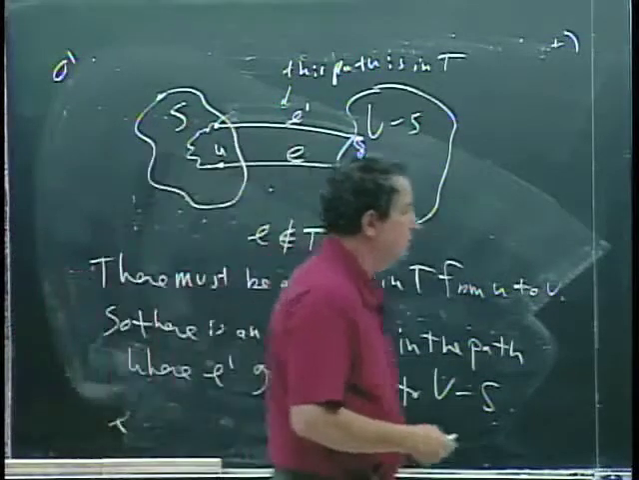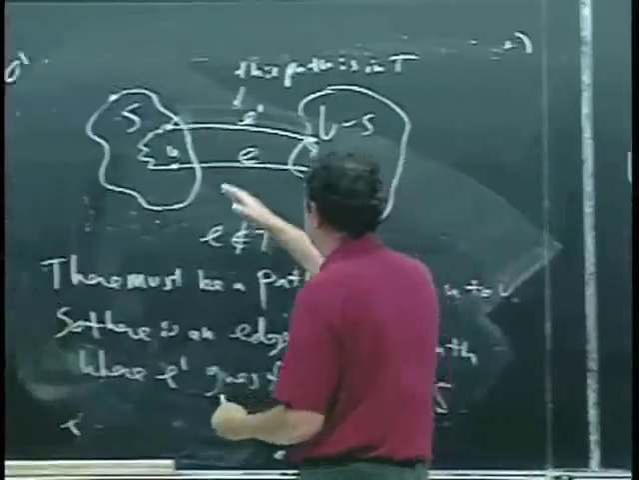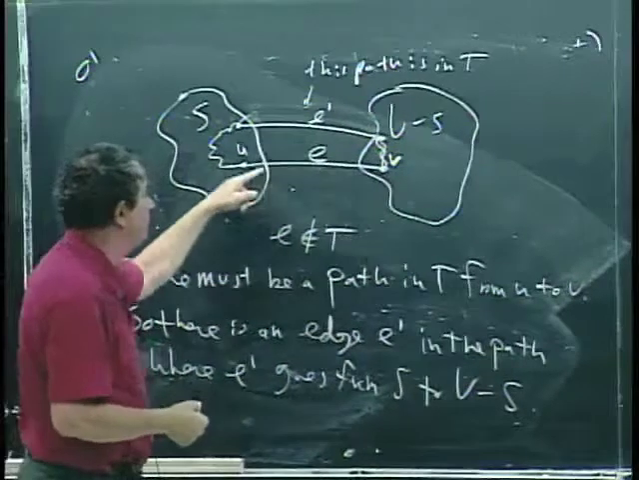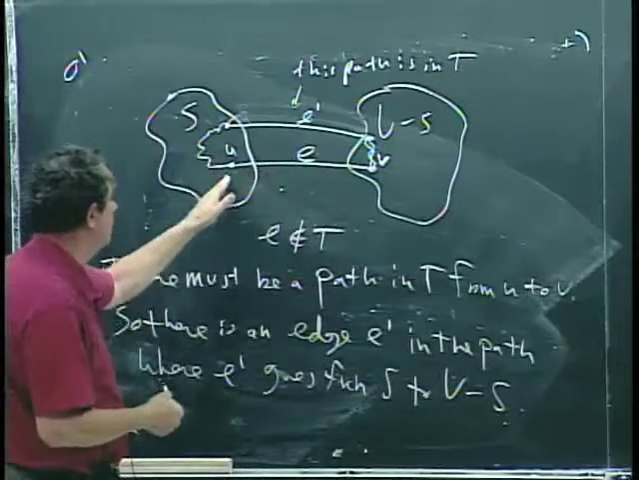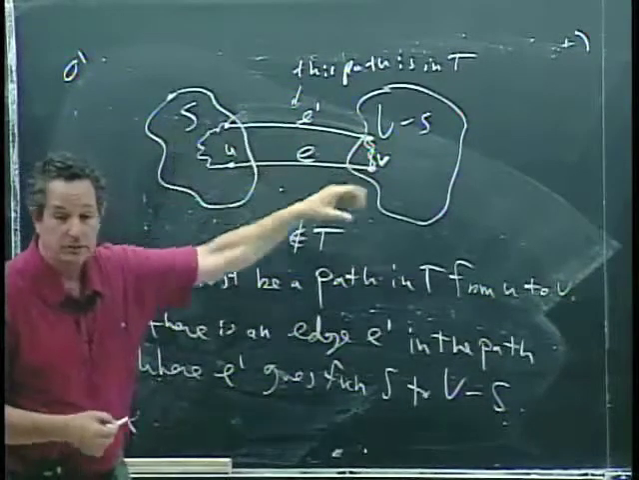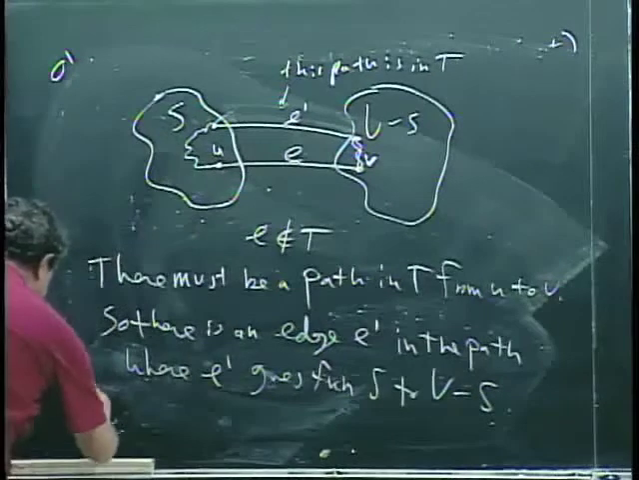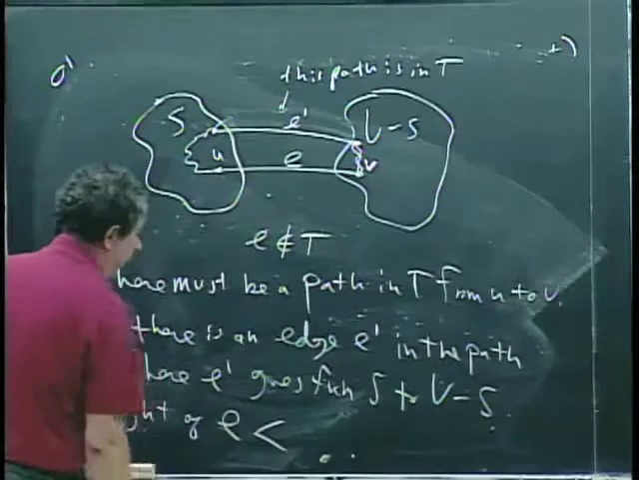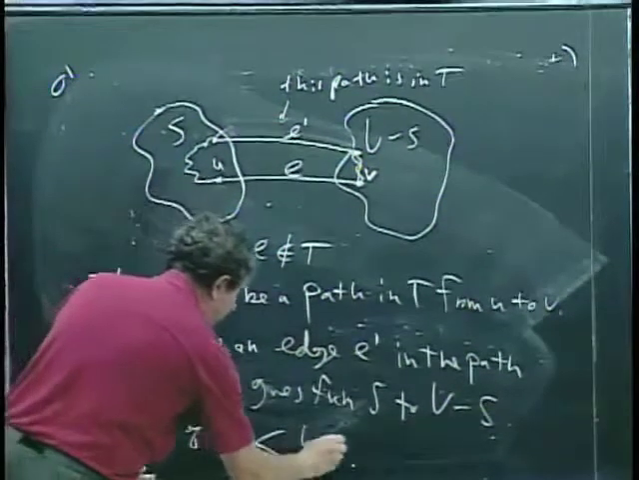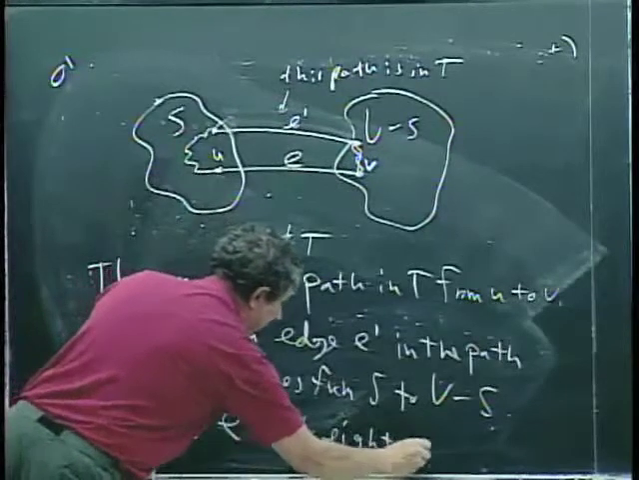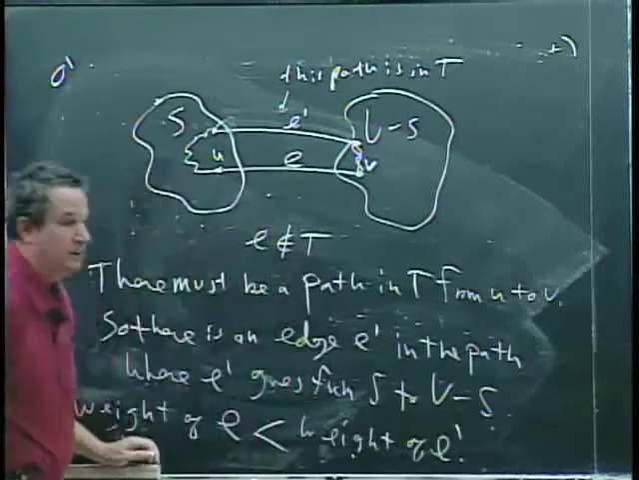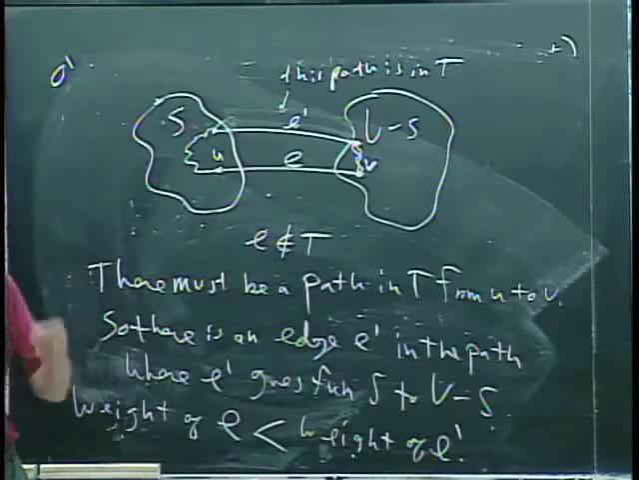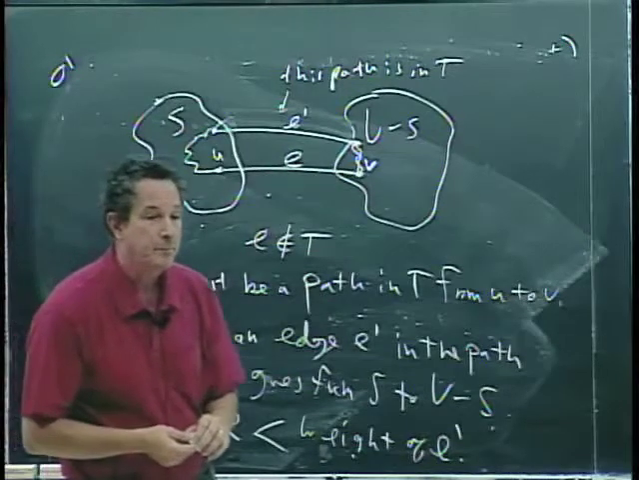Okay? So here we have this partition S to V minus S, and E was assumed to be the minimum weight edge that crosses from S to V minus S. So the weight or cost of E is strictly less than the weight of E prime. And it's strictly less because all the edges have distinct weights. Yeah? How do we get the weight of E is strictly less than the weight of E prime?